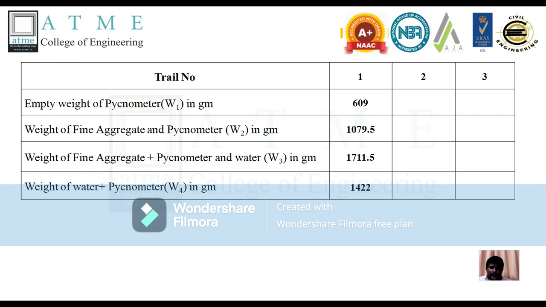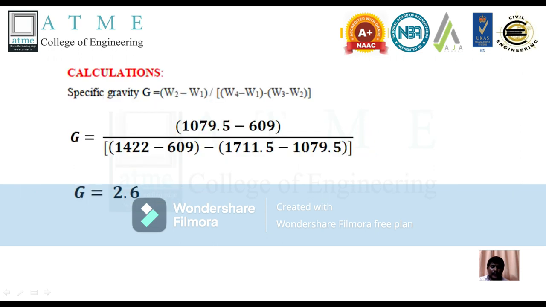Through the practical conduction, we have obtained the values of W1, W2, W3, W4 as follows. The empty weight of the pycnometer is 609 grams. Weight of fine aggregate and pycnometer is 1079.5 grams. Weight of fine aggregate plus pycnometer and water is 1711.5 grams, and weight of water plus pycnometer is 1422 grams. By the W1, W2, W3, W4 values, we are going to calculate the specific gravity of fine aggregate.